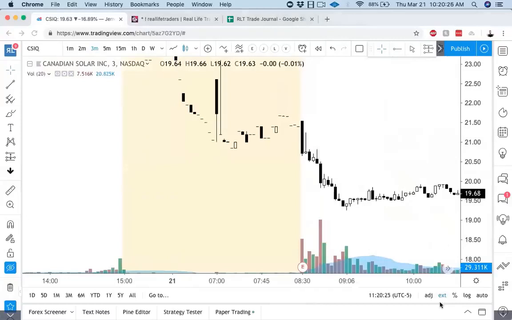Next candle. Did it close above the highs? Yes, it did. Okay, so now I go, all right, well, great. I hope this trade works because it did what I asked it to do before 9 o'clock. So now all I'm going to do is I'm going to take a target. 40 cents is my target.